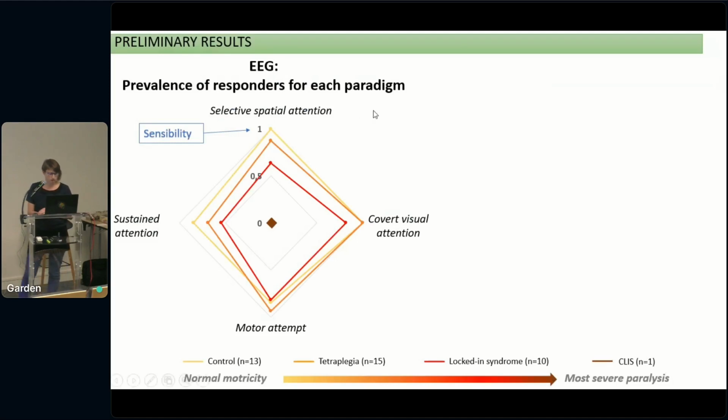So these are the preliminary results. Here you have the results for EEG, where one means everyone could do the task in the group. You see in yellow, it's the control group. Everyone in the control group had a good control of the auditory brain-computer interfaces, a good selective spatial attention, whereas for the locked-in syndrome persons, it's already more difficult. And actually, most of the tasks are more difficult for locked-in syndrome persons, even some tasks on covert visual attention.